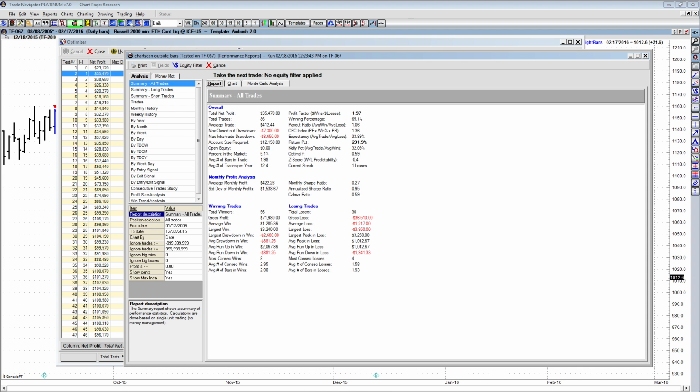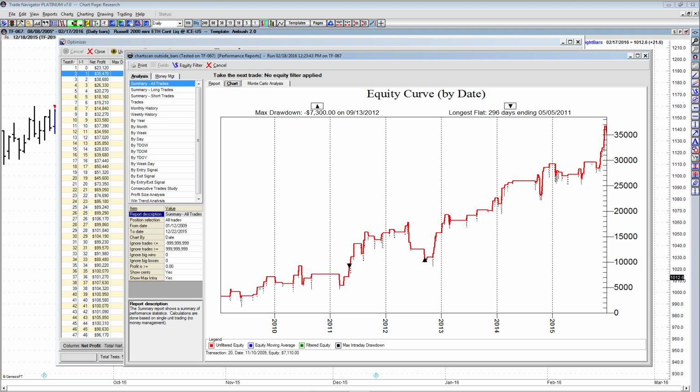If we look at the results, for example, for exiting after one price bar of being in the trade, we get about $35,000 profit, which doesn't tell us too much, but the profit factor of almost 2 is very nice for such a simple pattern. Also, the equity curve looks okay.